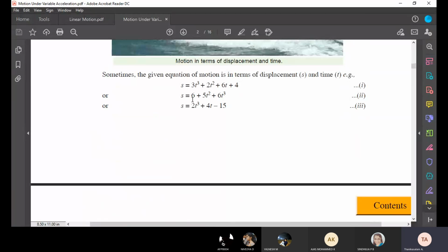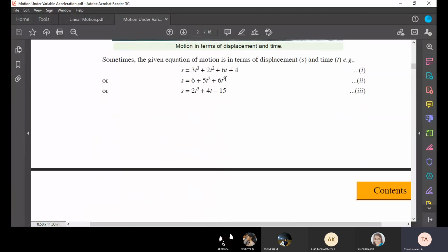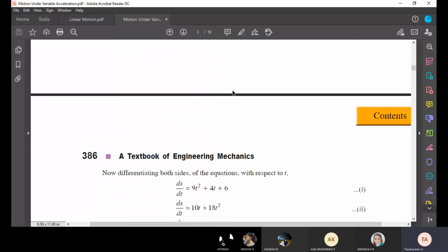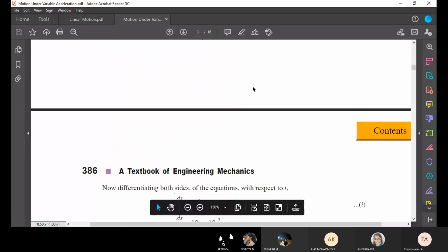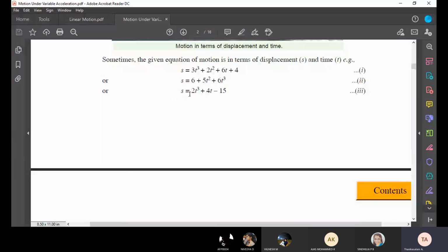So 6 becomes 0. 5t square, that is 2 into 5t, that is 10t. 6t cube, 3 into 6, 18t square. See here, 18t square. Understand? Then differentiate the third equation, ds by dt. Class rep, can you differentiate this last equation?